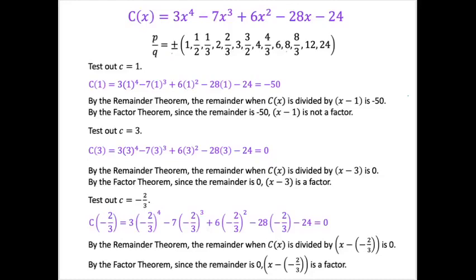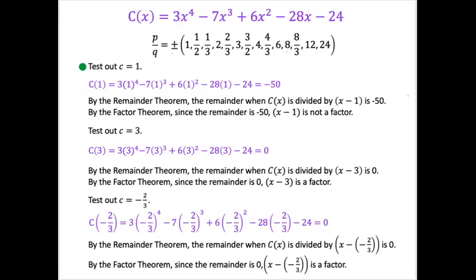So let's go ahead and apply the remainder and factor theorem to our polynomial f of x. We'll practice testing some of our possible rational zeros. We'll start out with positive 1. So we want to test out c equals 1. Well, when I run 1 through f of x, I have f of 1 is equal to negative 50. By the remainder theorem, the remainder when f of x is divided by x minus 1 is negative 50. Well, by the factor theorem, since the remainder is negative 50, x minus 1 is not a factor.